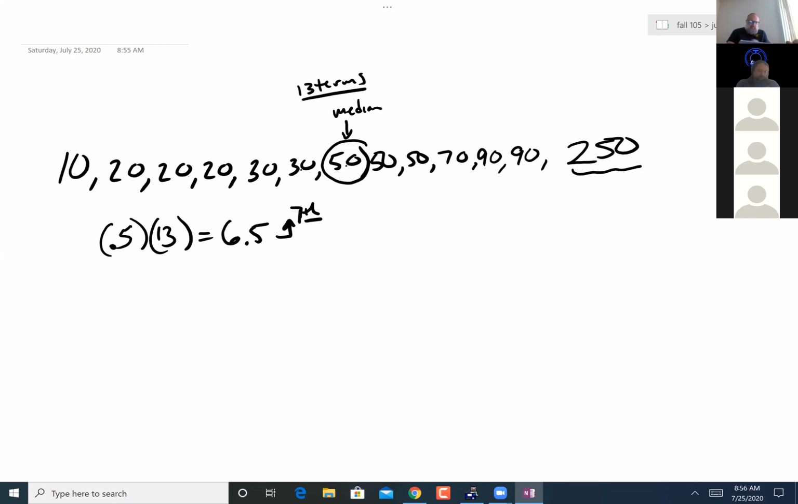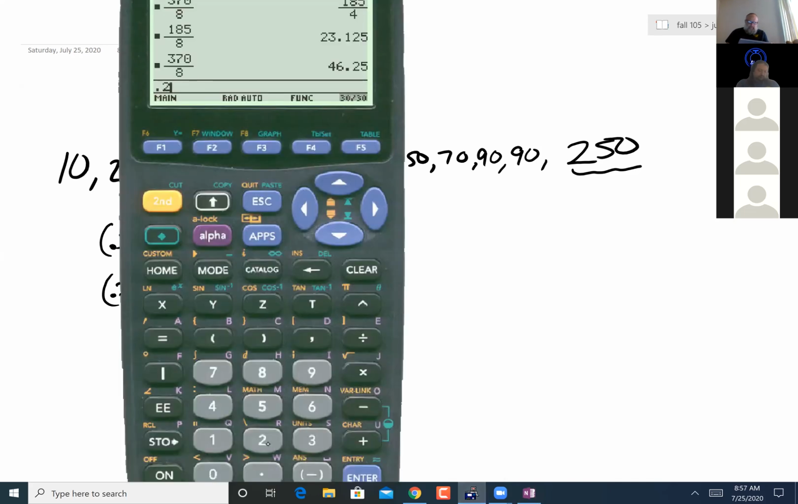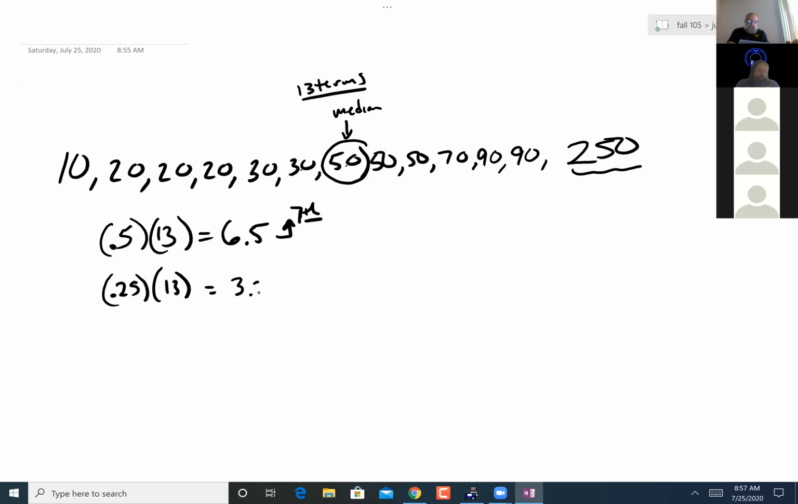Nice. The 25th percentile should be 3 1/4, which will round up to the 4th term.